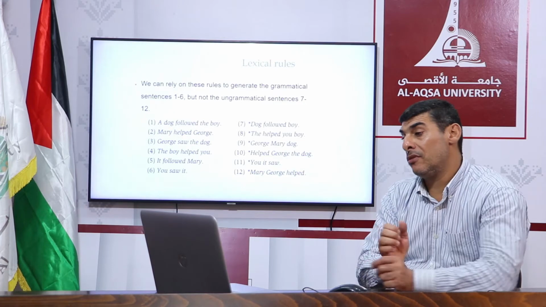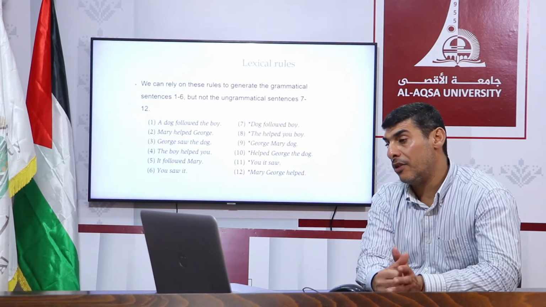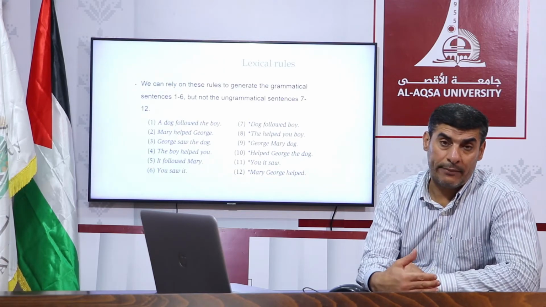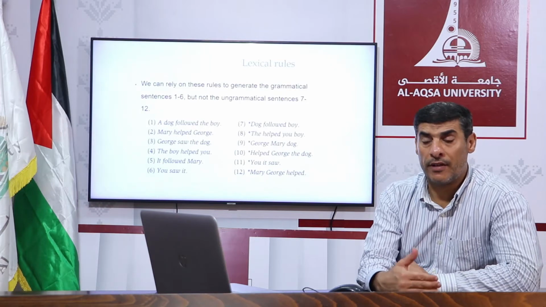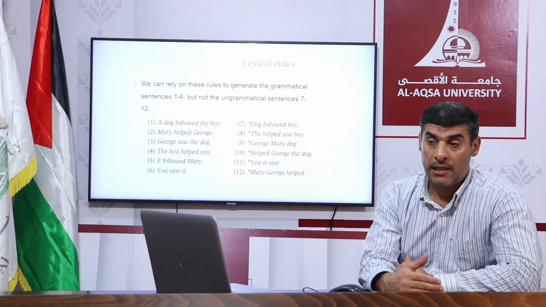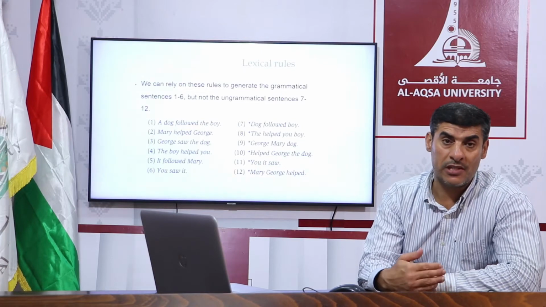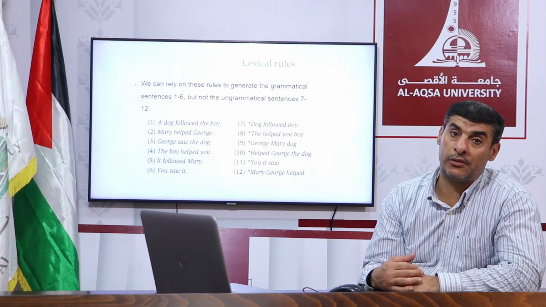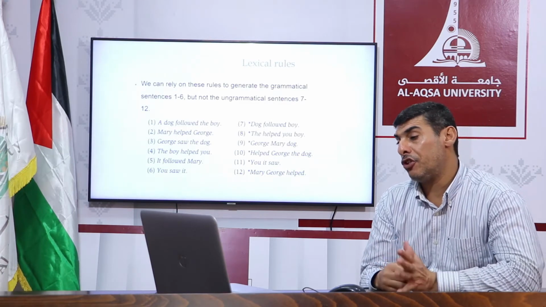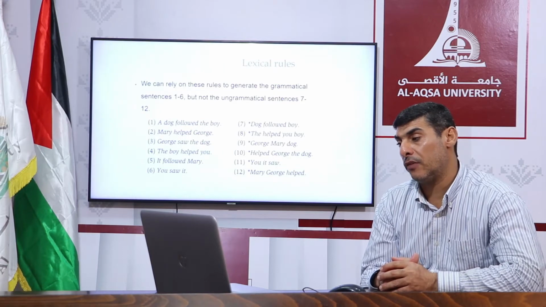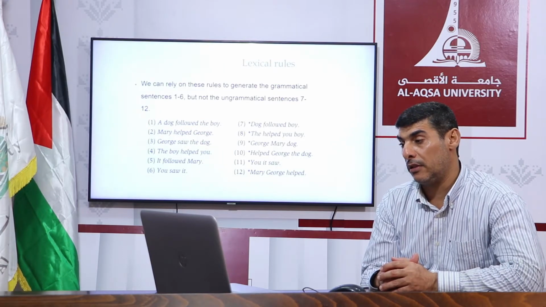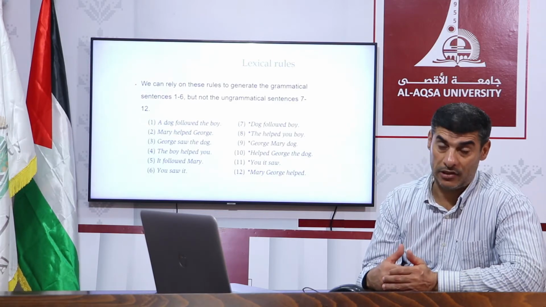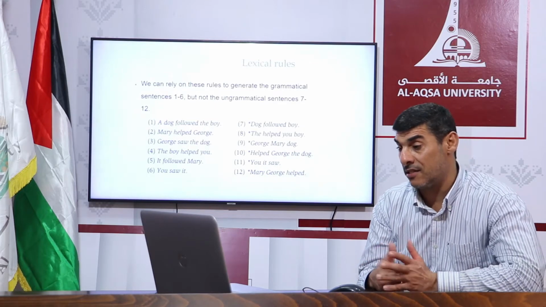We can rely on these rules to generate the grammatical sentences from 1 to 6, but not any random sentence. When we say we are able to generate lots of sentences in different ways, that doesn't mean this can be done randomly, because language is governed by rules. So language is rule governed. We have syntactic rules that we must follow. Look at number 1: A dog followed the boy, but not dog followed boy, or the boy followed. Why is this unacceptable? Because it violates English grammar, or English syntactic rules, or English syntax.